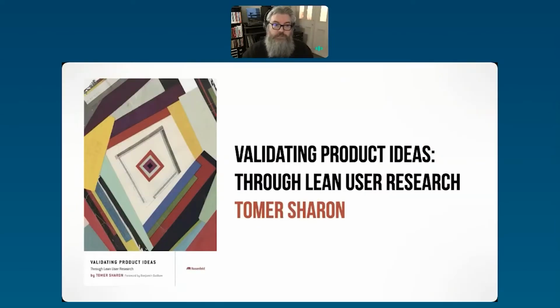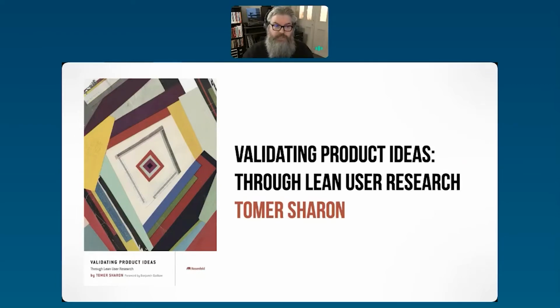The framework I use is based on Tomer Sharon's wonderfully excellent book, Validating Product Ideas Through Lean User Research. It's a wonderful book from Rosenfeld Media. I highly recommend it. You can get the ebook pretty easily. I'm not sure if it's still in print, but again, it's a fantastic book.